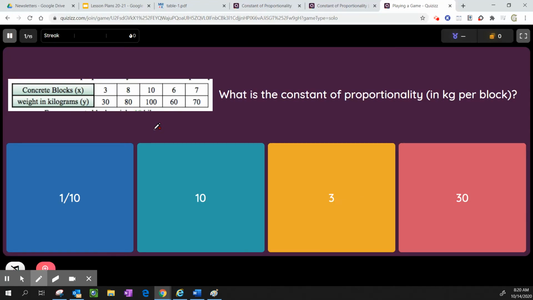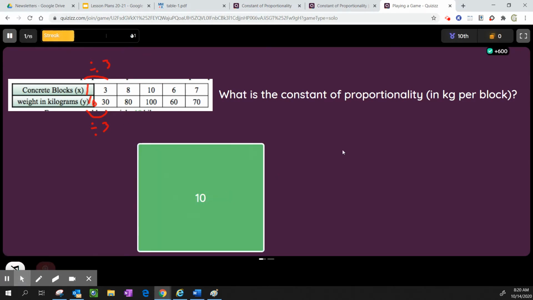Okay, so yours might be in a different order than mine, but at least as you go through, you'll see the different answers to the questions. So this one was finding the constant of proportionality in kilograms per block. We know constant of proportionality means unit rate. It's my 1. So 3 to get to 1 would be divide by 3. So 30 divided by 3 would be 10. So for this one, I'm going to pick 10.